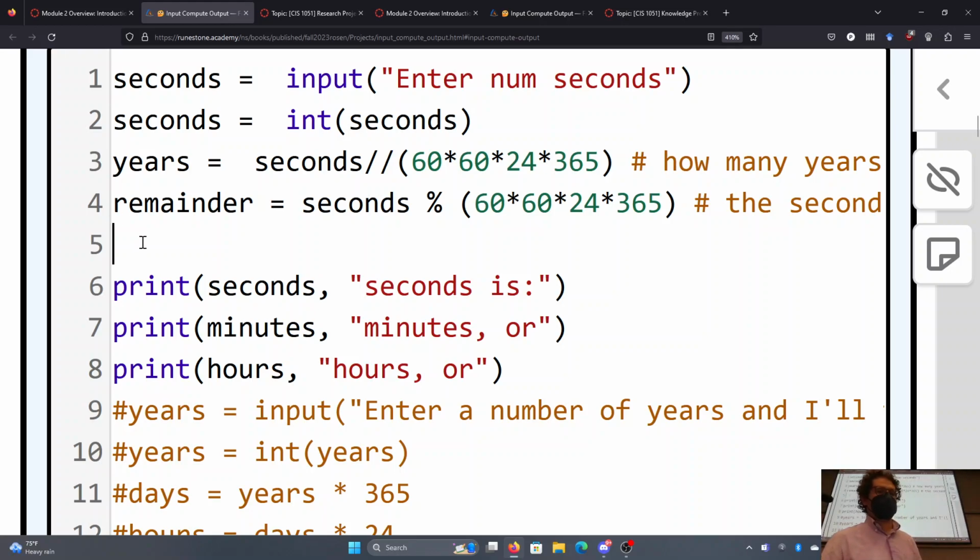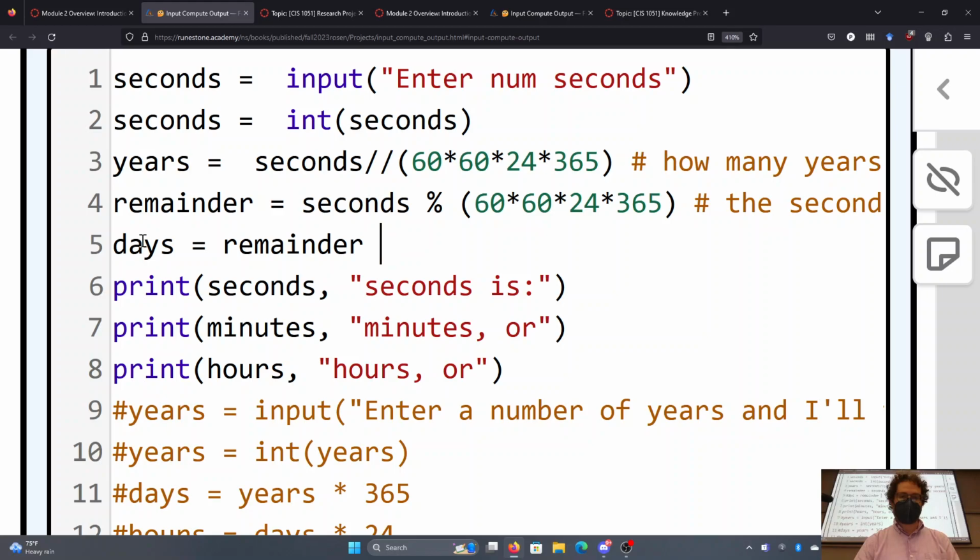And then the next step is, we figured out how many years, so how many days do these leftover seconds comprise? And the answer is this. Well, we say days is equal to not seconds, but what we have for us, the remainder divided by, and there's 60 seconds in a minute, 60 minutes in an hour, and 24 hours in a day, and that's all as far as we need to go there. So notice I just simply drop this part.